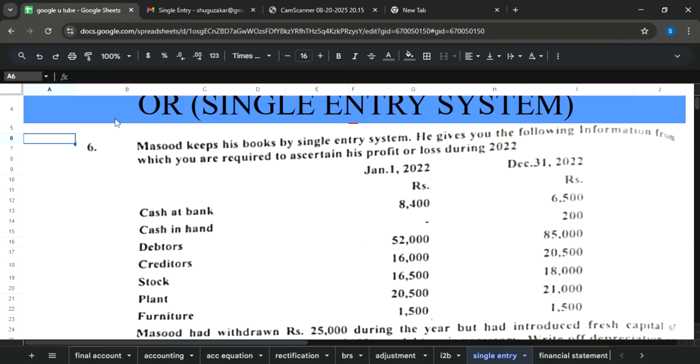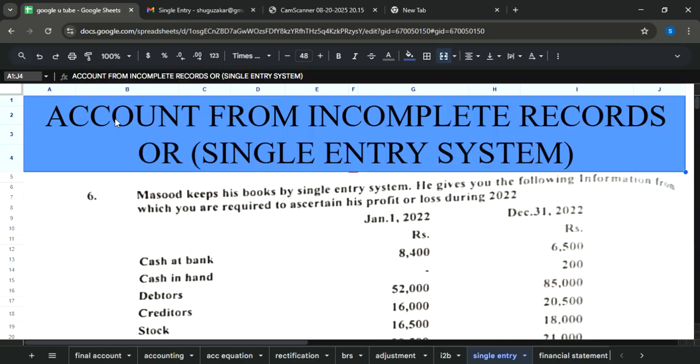Today's target is to solve question number 6. The chapter which we are related with is accounts from incomplete records, alternate names, single entry system. Today's question is very interesting as you can see that there are two different columns present over here.